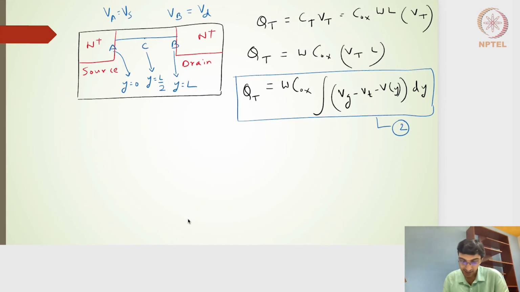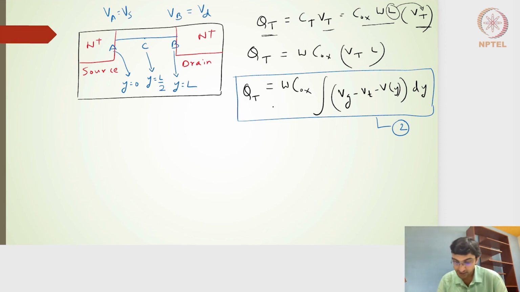Now if I consider the charge, right, the total charge is given by the total capacitance multiplied by the total voltage. So don't mix this with V of smaller t, which is nothing but the threshold voltage, right? So this is the capital T. So C oxide WL into, so that will be the total capacitance multiplied by the total voltage, right? So the total charge here is nothing but W C oxide VT into L, right? So this L I have taken it here. So the total charge can also be written in this particular equation.